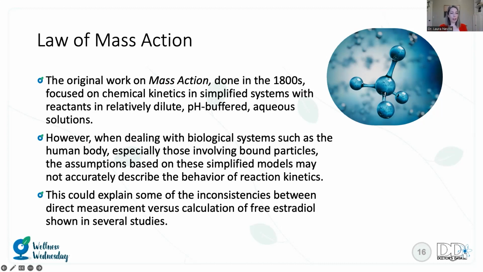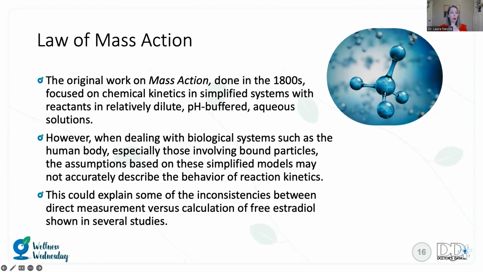When we're dealing with biological systems like the human body, like our patients in front of us, especially if we're involving bound particles, the assumptions based on these simplified models may not accurately describe the behavior of what's happening in our patients' bodies. So there have been some inconsistencies. When we look at direct measurement, maybe that equilibrium dialysis, and we're comparing that to free estradiol calculations in many studies, they're not matching up sometimes.